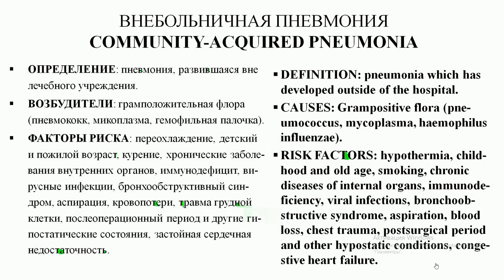Community-acquired pneumonia. Definition: pneumonia which has developed outside of the hospital. Causes: gram-positive flora, pneumococcus, mycoplasma, Haemophilus influenzae. Risk factors: hypothermia, childhood and old age, tobacco smoking, chronic diseases of internal organs, immunodeficiency, viral infections, bronchoobstructive syndrome, aspiration, blood loss, chest trauma, post-surgical period, and other hypostatic conditions, congestive heart failure.